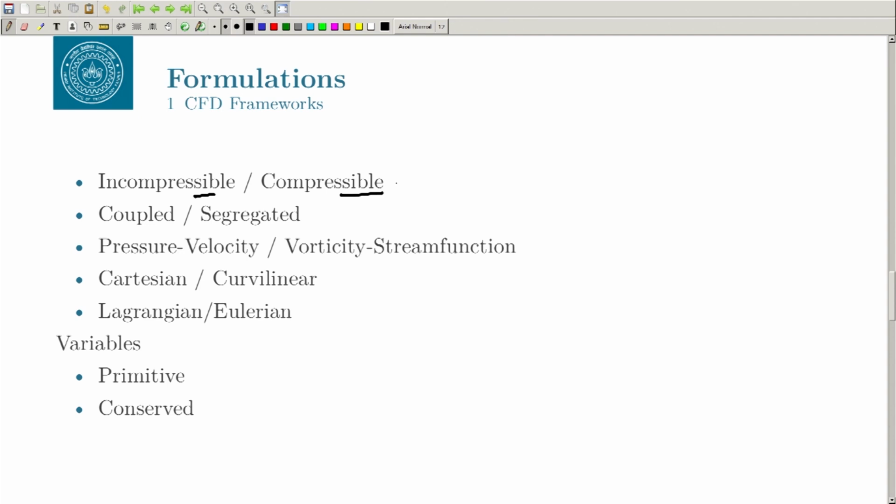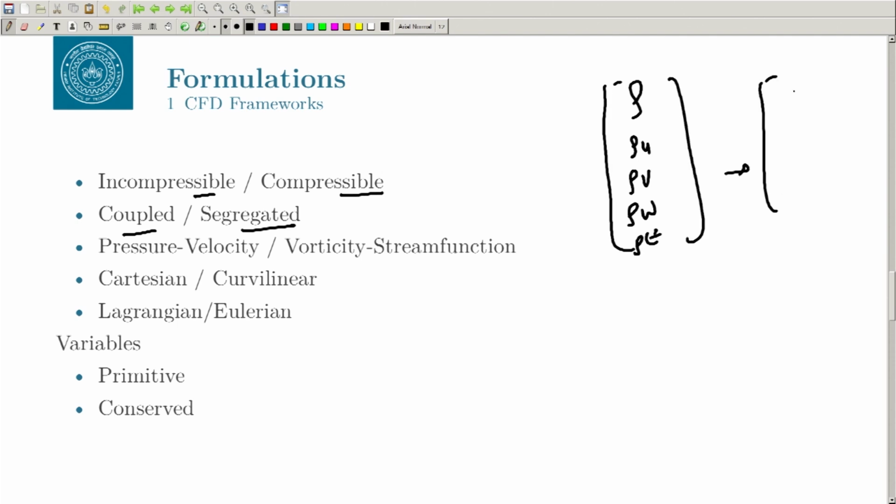You can use the coupled approach or the segregated approach. When I say coupled approach, that means you are solving for all these quantities at the same time. In a simple way, you have rho, u, v, w, p at the same time, or in other words all the equations are solved simultaneously. In the segregated approach, you can solve one after another. You can solve for mass conservation, then momentum, then energy, and so on. In the coupled approach, you solve all the equations together.